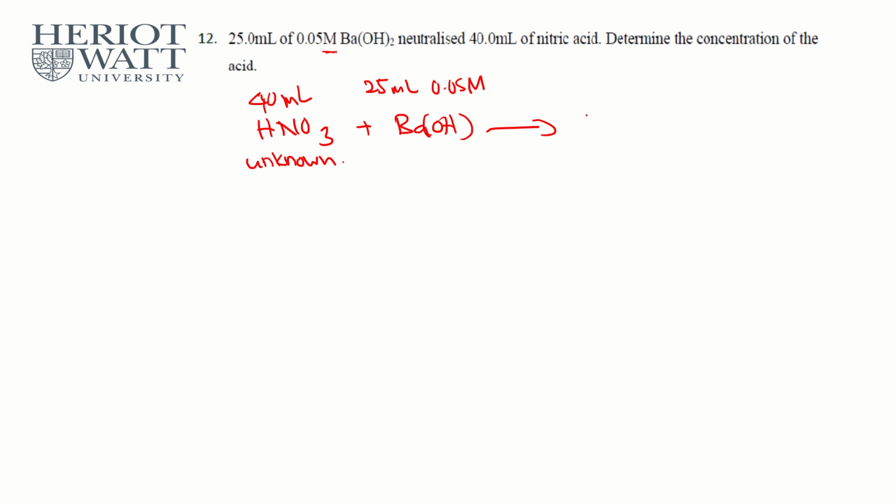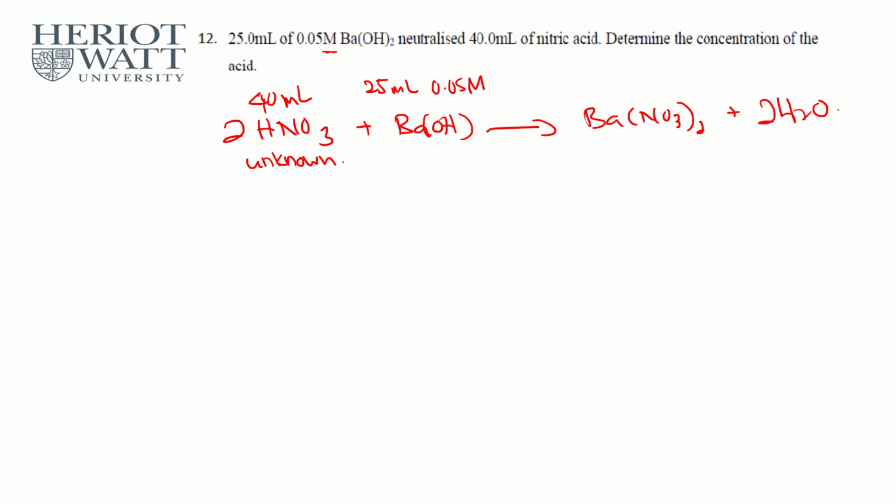Okay, and what do you get? Barium nitrate, of course, plus H2O, because it's neutralization, and we're going to balance it with 2HNO3 and water. Done. Okay, ratio is done, information is done.